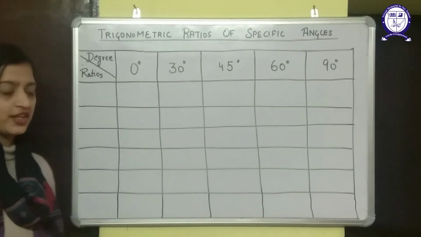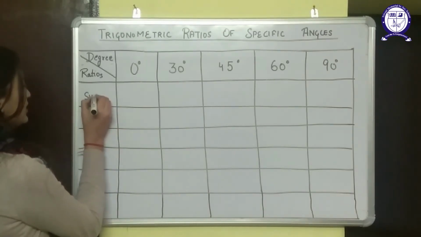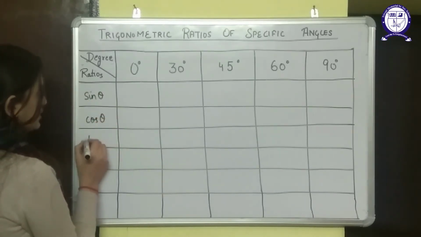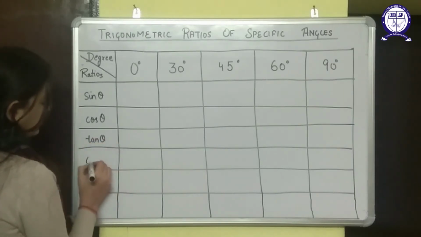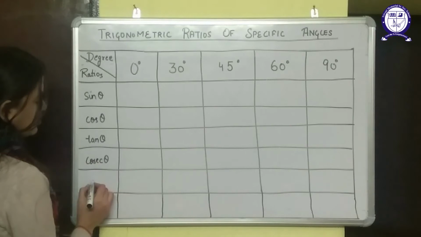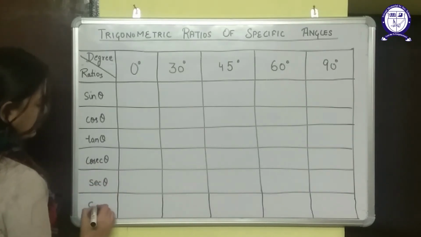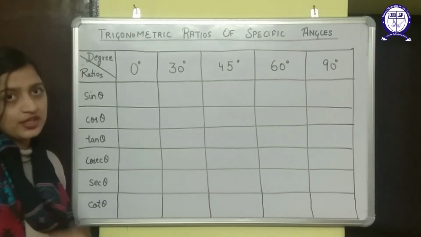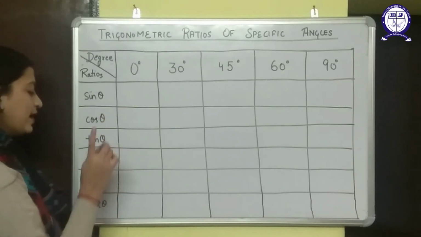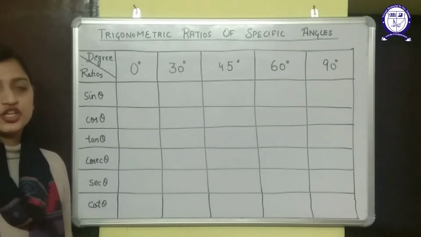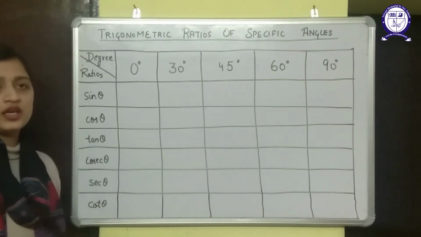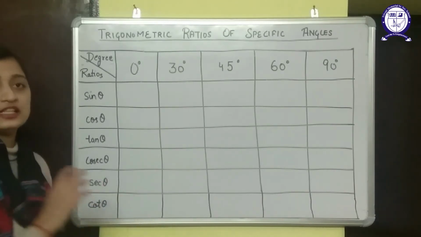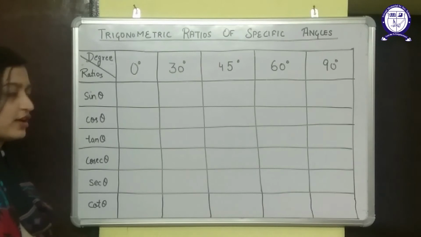Now we have 6 trigonometric ratios. The first one is sin theta, cos theta, tan theta, cosec theta, sec theta and cot theta. To remember this table, you should know the sequence of trigonometric ratios: sin, cos, tan, cosec, secant and cotangent. You should remember the sequence like this only. If you change the sequence, there are chances of making mistakes while reading the table. So now let's start with the table.